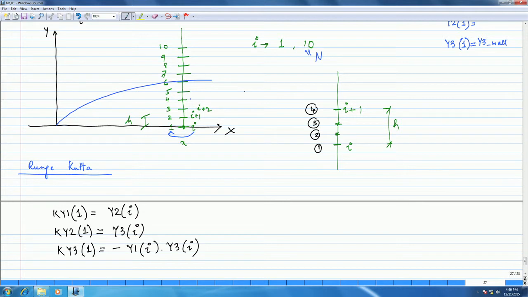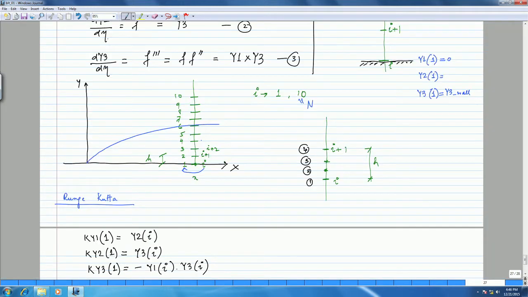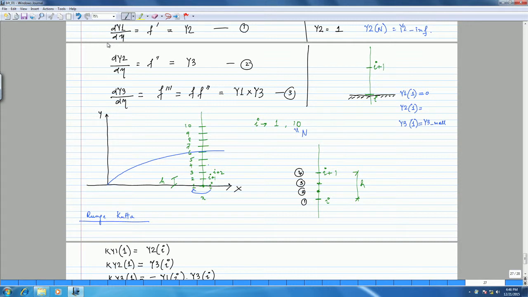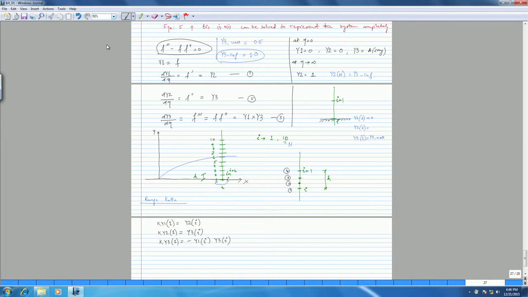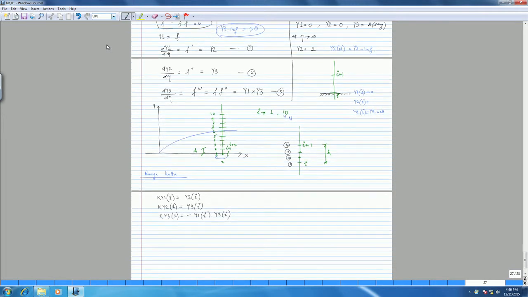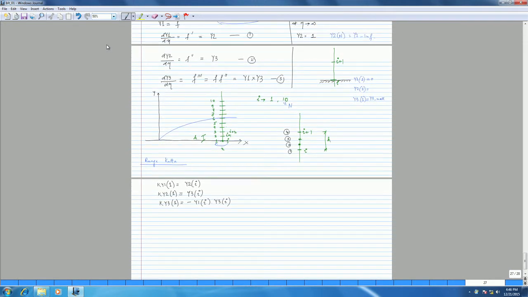Let me go further down a little bit just to show you that. So if you see here, these are the three equations, 1, 2 and 3, which is what I have written out here.